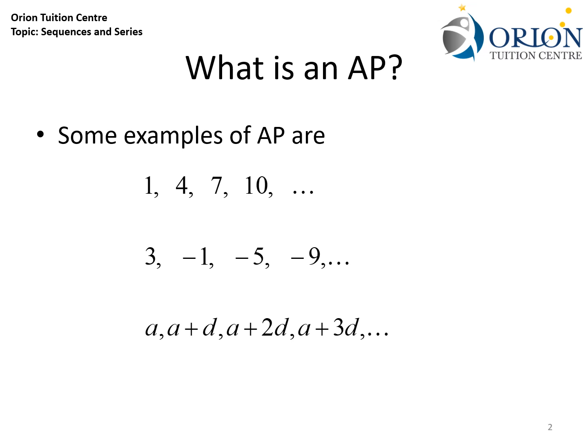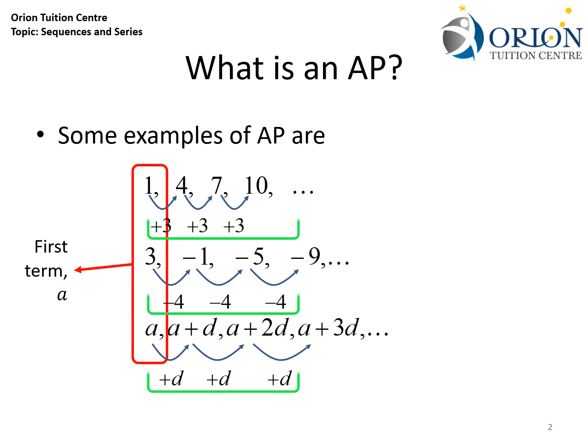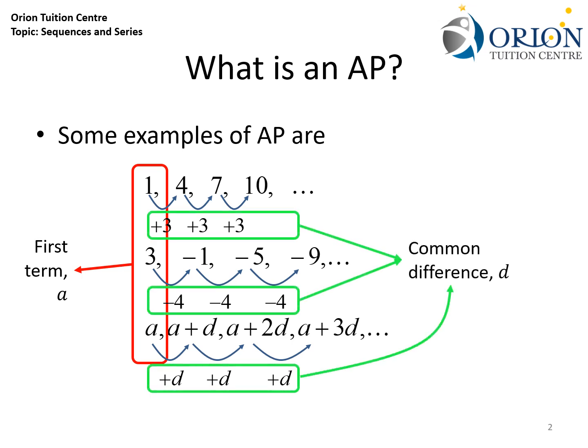For example, in this first sequence, every subsequent term increases by 3. In this second sequence, every subsequent term decreases by 4. And in this third sequence, every subsequent term increases by d. In every AP, we can define two values. The first value is called the first term, a. The second is the common difference, d, which is the constant increment between subsequent terms in the sequence.